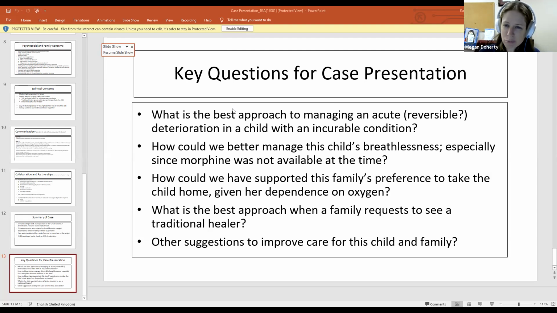It's big picture, right? Is this appropriate? Is this good to continue? But yes, you can manage an acute, potentially reversible condition in a child with an incurable condition. But you have a limit to what you would do.